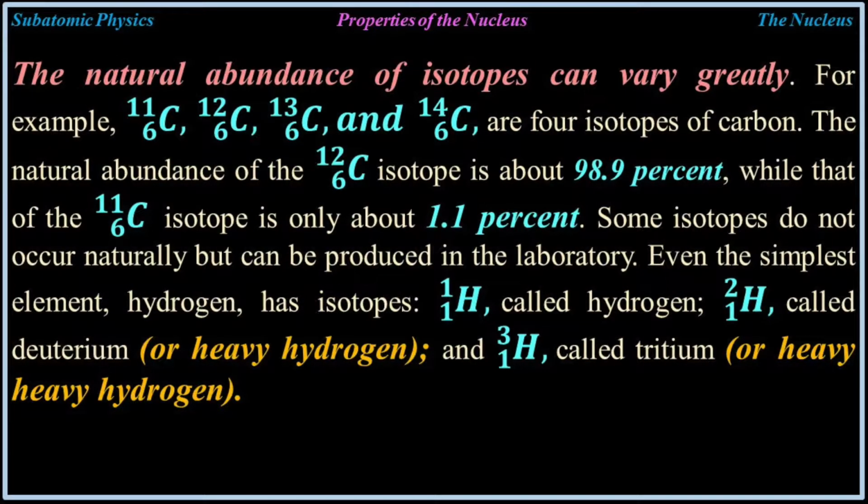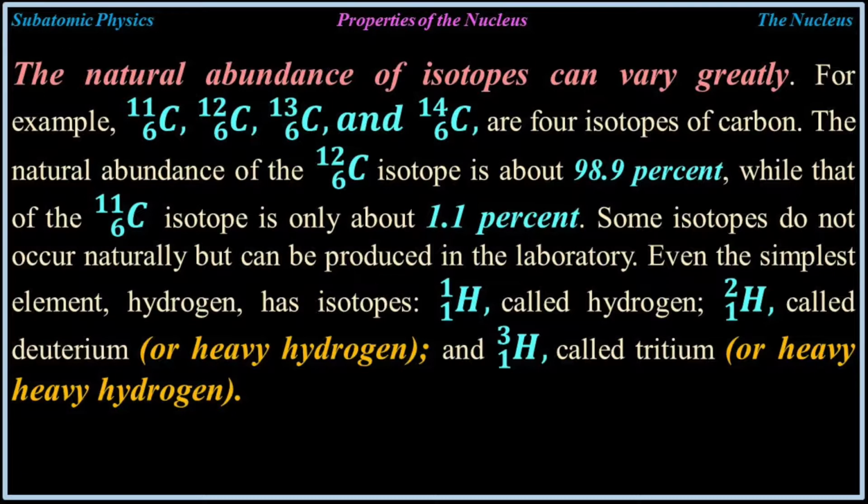The natural abundance of isotopes can vary greatly. For example, carbon 11, carbon 12, carbon 13, and carbon 14 are 4 isotopes of carbon. The natural abundance of the carbon 12 isotope is about 98.9%, while that of the carbon 11 isotope is about 1.1%. Some isotopes do not occur naturally but can be produced in the laboratory.